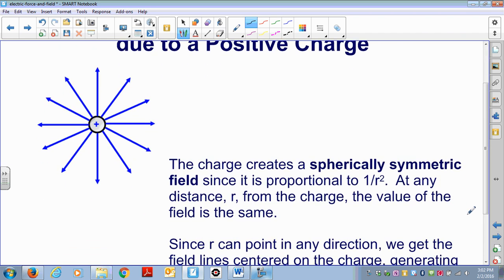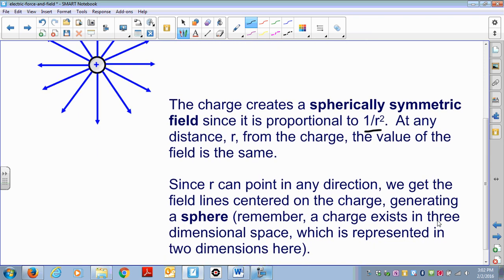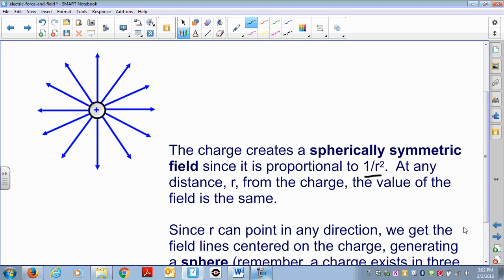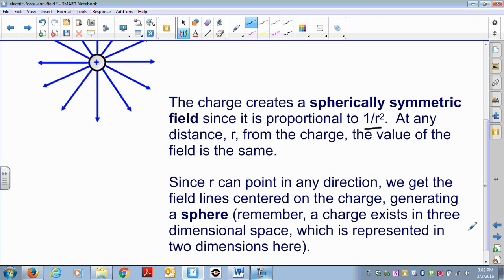The charge creates a spherical symmetric field since it is proportional to 1 over r squared. At any distance r from the charge, the value of the field must be the same. Since r can point in any direction, we get the field lines centered on the charge, generating a sphere. Remember, a charge exists in 3 dimensions of space, which is represented in 2 dimensions here in this picture. And imagine that all of these lines come out in all different directions, radially outward.